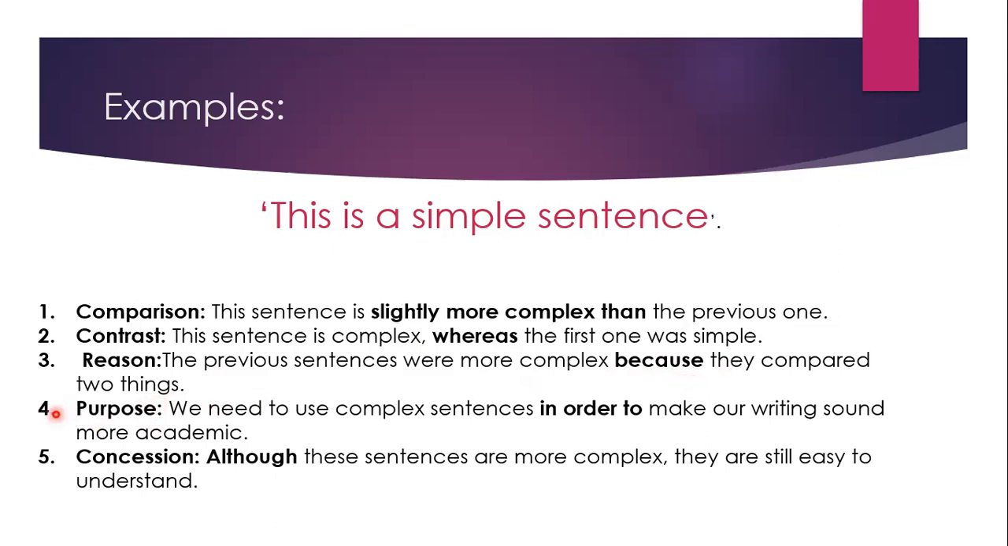Then what is the fourth way possible to make a sentence complex? You should give a purpose. We need to use complex sentences in order to make our writing sound more academic. So when you add in order to, you're giving a purpose, that for this purpose, to make your writing sound more academic. This is the purpose.